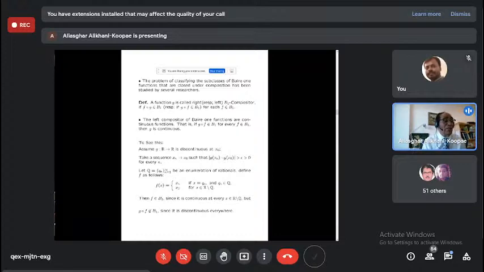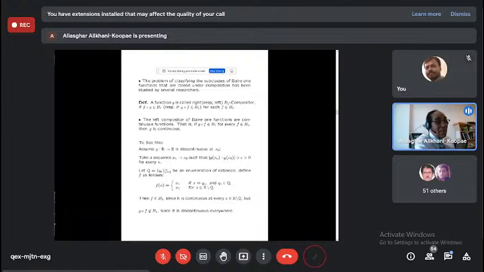Now, let's go to the problem of composition and classifying the subclass of Weyr 1 such that the composition of F and G becomes Weyr 1. This problem has been studied. A function G is called a right B1 compositor if F of G is in B1 for any F in B1. And it's called a left B1 compositor if G of F is in B1 for any F in B1. For example, if G is a continuous function, it is a left and right B1 compositor, because the composition of a continuous function and B1 is B1. But in general, we want to see what this is.